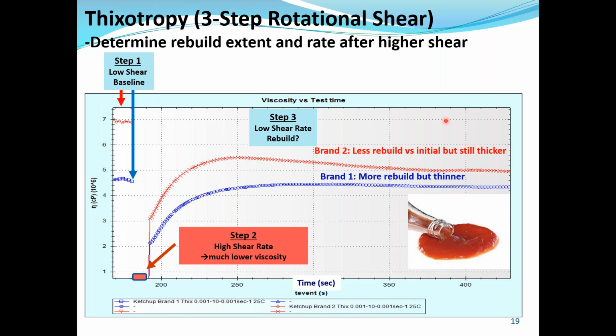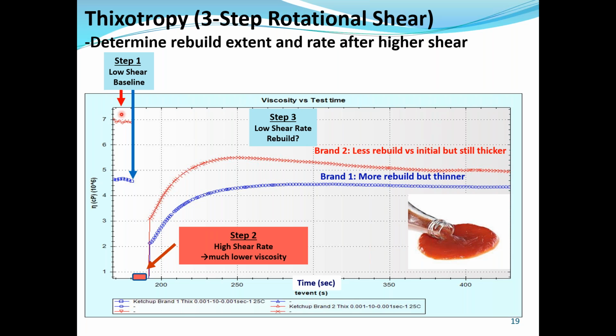Okay, so with these experimental considerations in mind, I'm going to move on to other assays. Thixotropy is typically a three-step rotational shear study, and this determines the rebuild extent and rate after high shear. We'll use ketchup again, as this is a great model for this. Again, we have the same two brands that we talked about earlier.